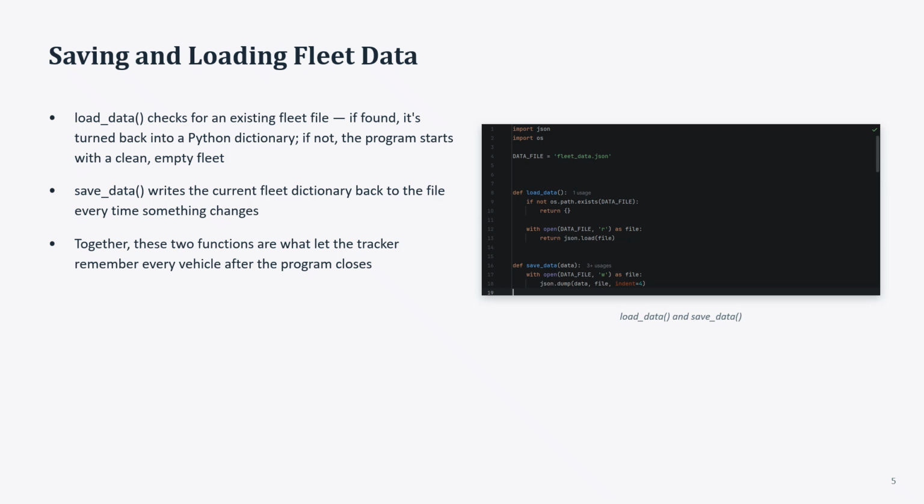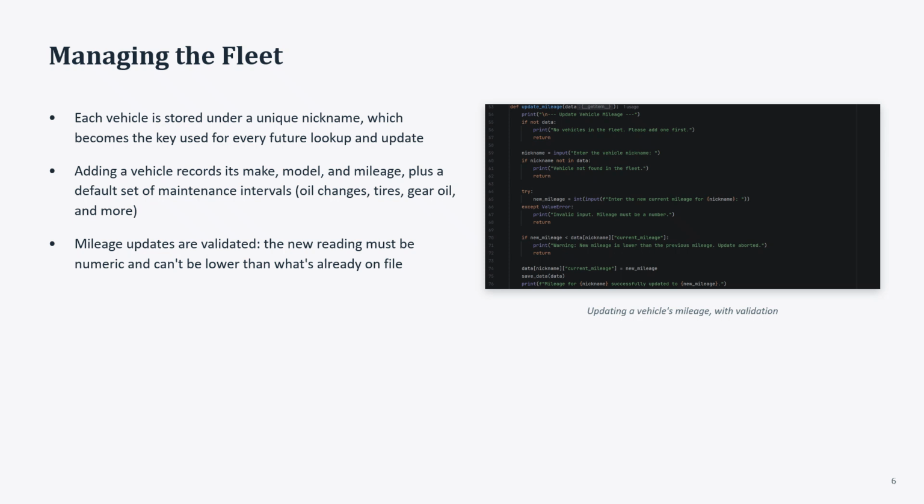Save data is used many times throughout the program. Anytime that any part of the fleet data is changed, say you add a new vehicle, you change the mileage on one, you change the service history for a vehicle, save data needs to be used to update that JSON file and make sure that it's correct for the next session. Together, these two functions are what let the tracker remember every vehicle and its data after the program closes and is opened later. Next, we'll talk about managing the fleet.